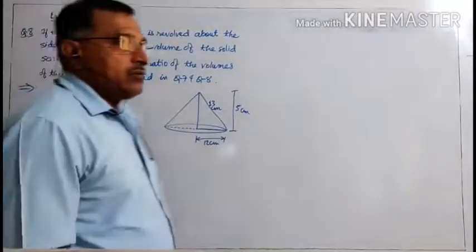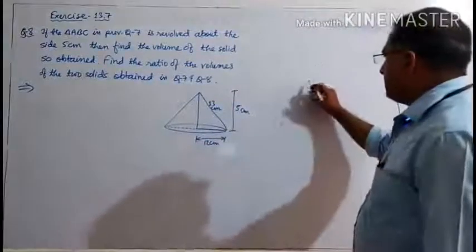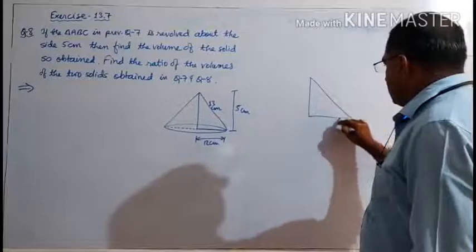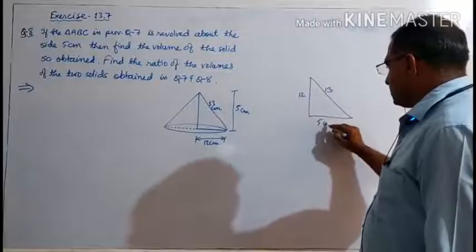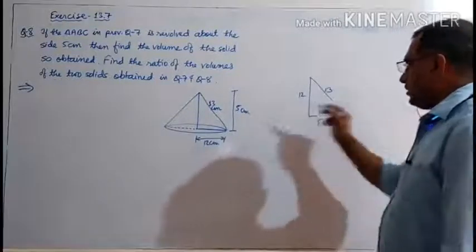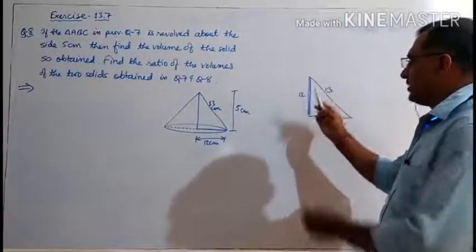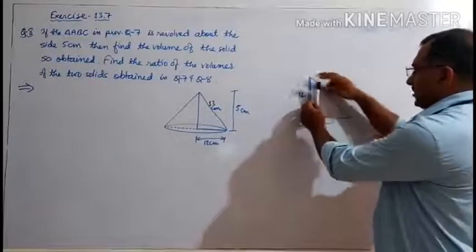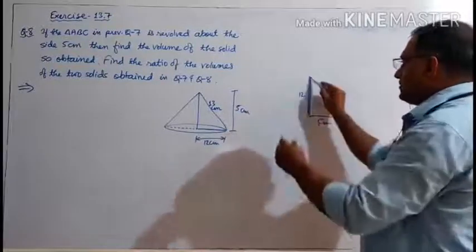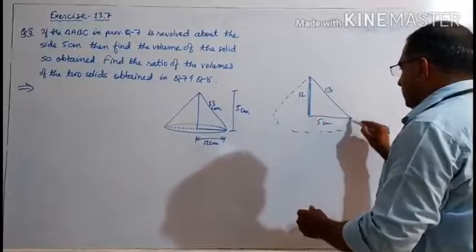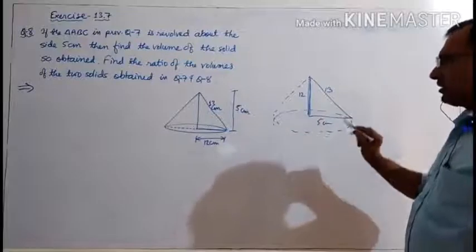In question number 7, we have discussed that there is a triangle ABC. So in this triangle, here it is slant height 13 centimeter, and here height 12 centimeter, and this 5 centimeter. So it was revolved about this side, 12 centimeter. So when this is revolved in this way, it rotates, and what happens? Then we get this type of figure. So that was in question number 7, and we have calculated the volume.